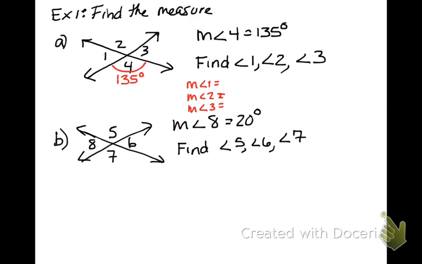Okay, so angle 2 is our vertical angle. And I mentioned vertical angles. What are vertical angles? They are congruent to each other. That means they're equal to each other. So that means angle 4 and angle 2 equal each other. So you're going to put 135 degrees.